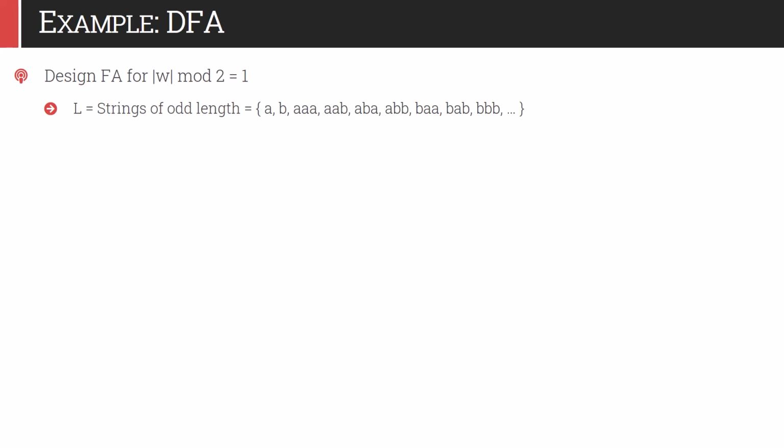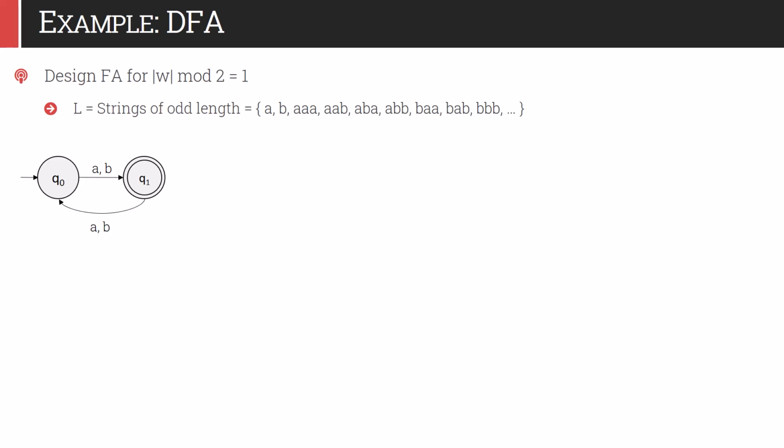Initially, we will derive the DFA for the minimum length string, that is A, comma B, and then we will extend it. Epsilon is not part of the language, so the initial state cannot be a final state. So the initial state is just Q0, and when we read A or B, it's an odd length string, so it should be accepted, and that is why Q1 is a final state. When we read the second symbol from Q1, it becomes even. It means we should go back to Q0, because it is an even length string.